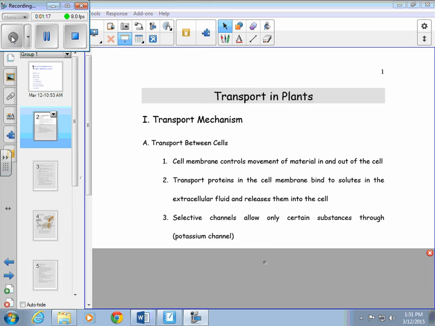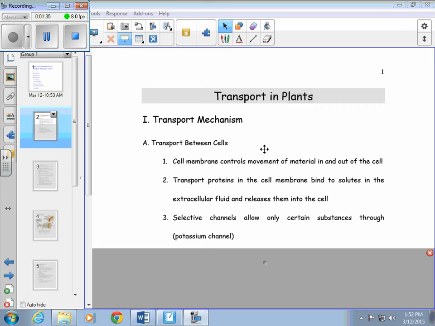So, short transport of material in a cell. The cell membrane is going to control the movement of material in and out of the cell. We know this because the membrane is selectively permeable. We also know that the membrane consists of transport proteins that are embedded in the membrane.